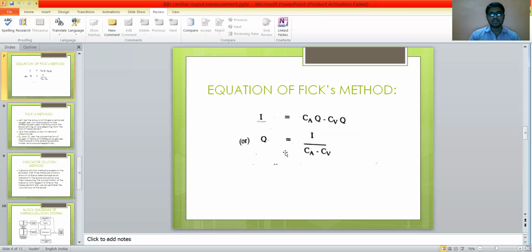Now the equation of the Fick method. I is equal to Q times (Ca minus Cv), or Q is equal to I divided by (Ca minus Cv).